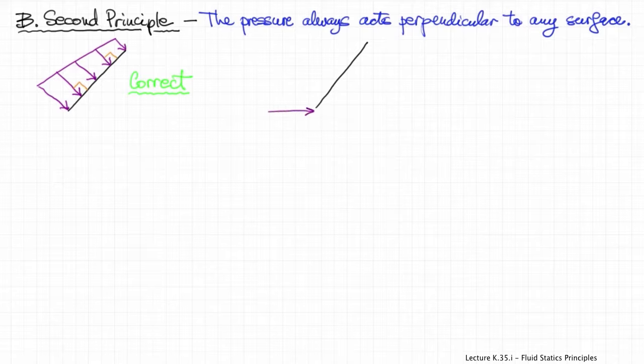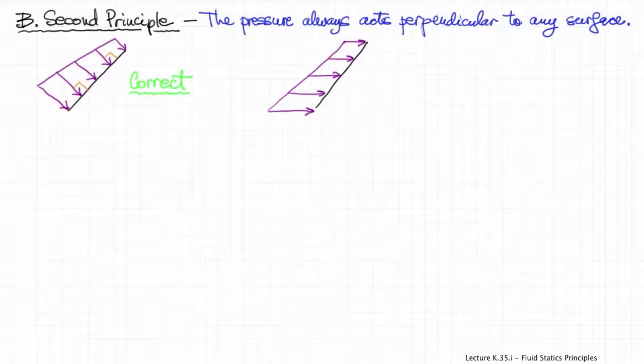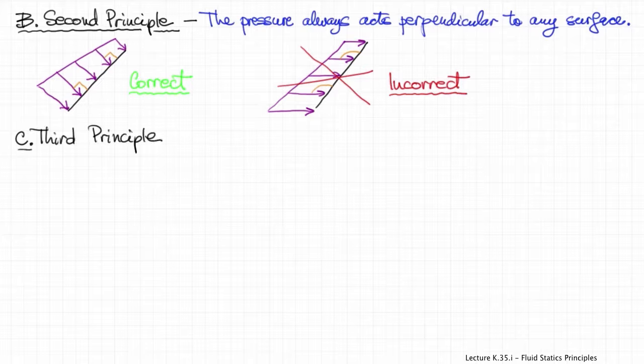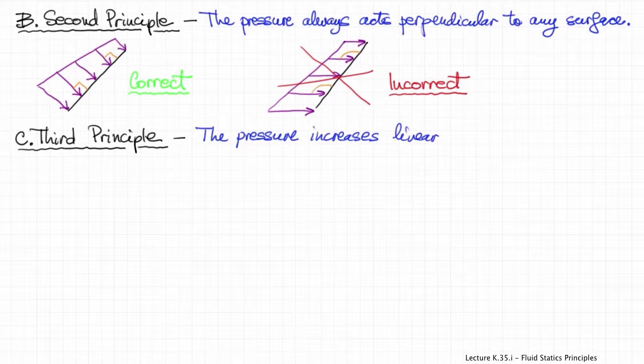Now, if we were to draw a case like this one, in which the pressure intensities are at another angle than 90 degrees, then this is incorrect. We should never draw the pressure intensities at an angle that is not perpendicular to the surface. Pressure always acts perpendicular to any surface, and that's the second principle. Finally, the third principle helps us determine the magnitude of the pressure, and it states that the pressure increases linearly with the depth.